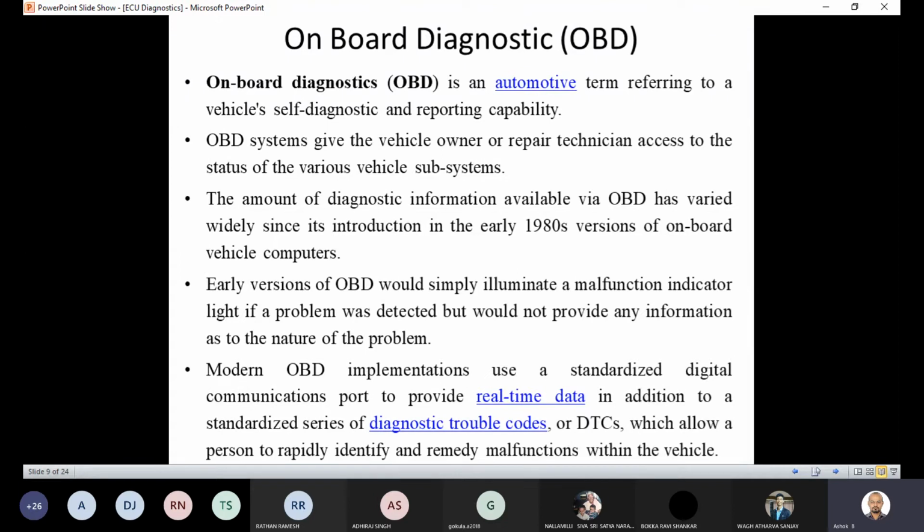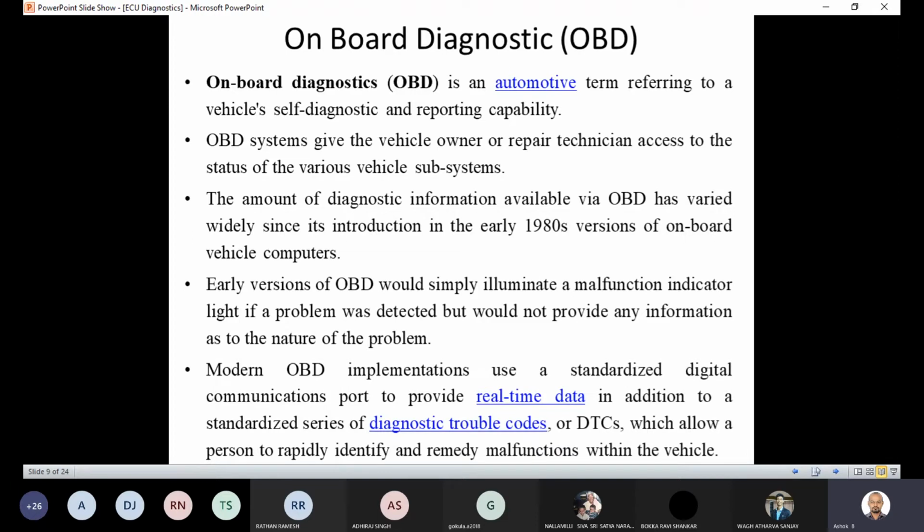It is an automotive term referring to the vehicle's self-diagnosis and reporting capability. So it can diagnose on its own, and it can report immediately with an indication to the driver. The OBD system gives the vehicle owner or a repair technician access to the status of the various vehicle subsystems. The amount of diagnostic information available via OBD has varied widely since its introduction, from the early 1980s version to the onboard systems of today. Usually two versions are used in OBD, OBD1 and OBD2. Maybe we can discuss them in the coming slide.